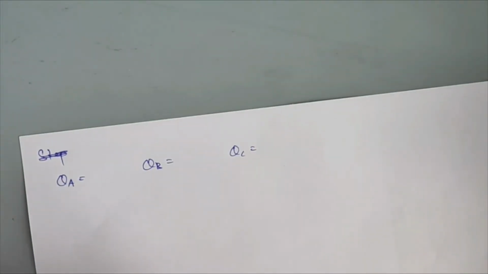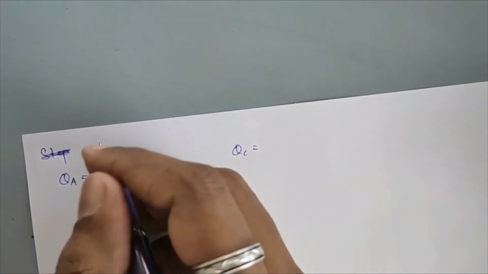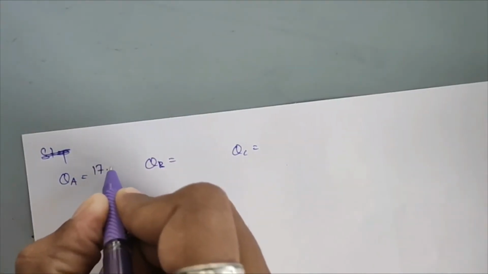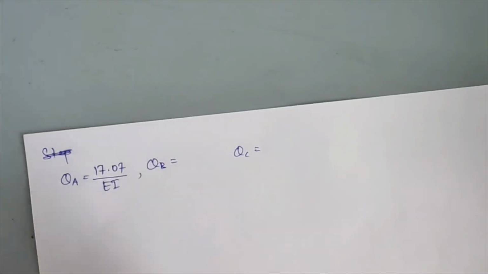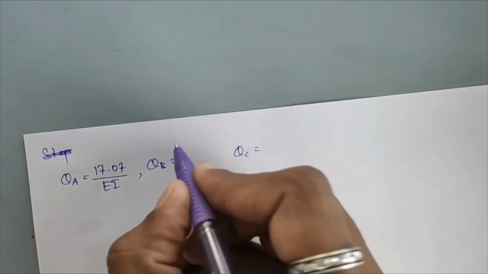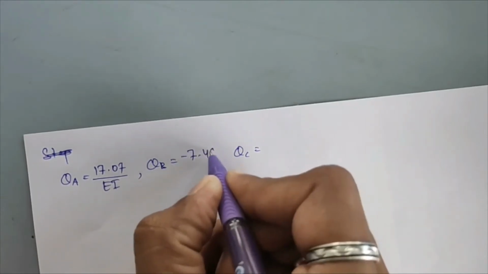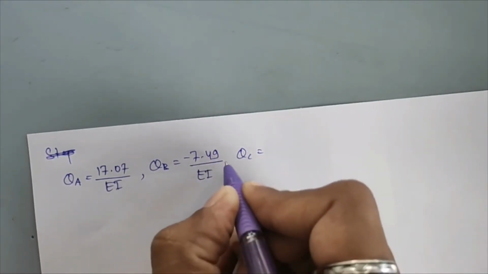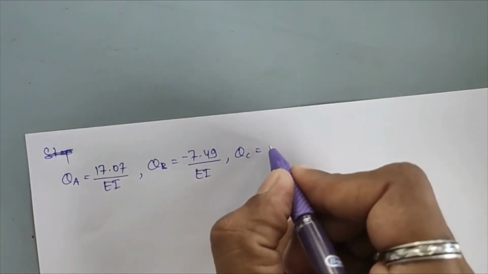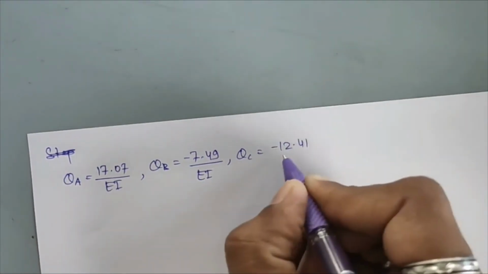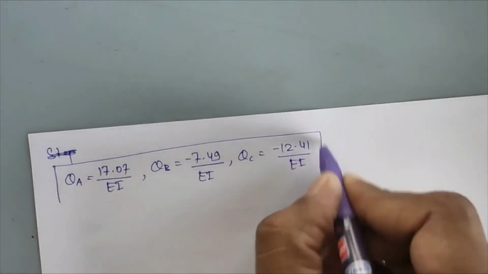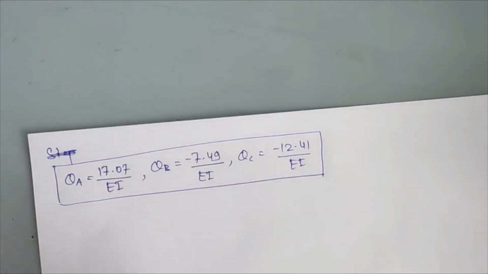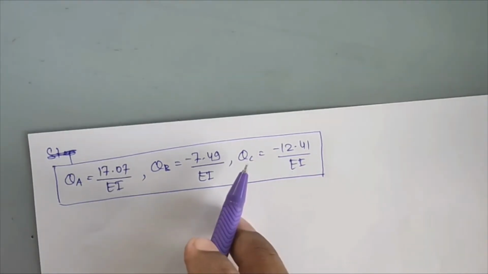If you solve these three equations, you'll get theta A equal to 17.07 divided by EI, positive. Then the second value, theta B, you'll get equal to minus 7.49 divided by EI, and the third value you'll get equal to minus 12.41 divided by EI. So my basic aim of calculating my unknown displacements, that is theta A, theta B and theta C, is completed over here.